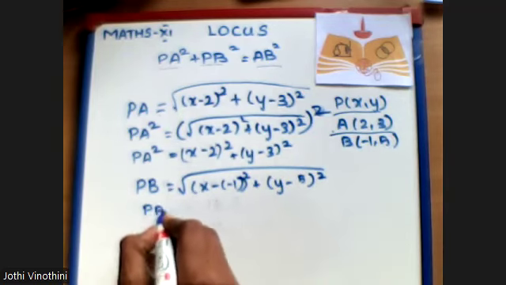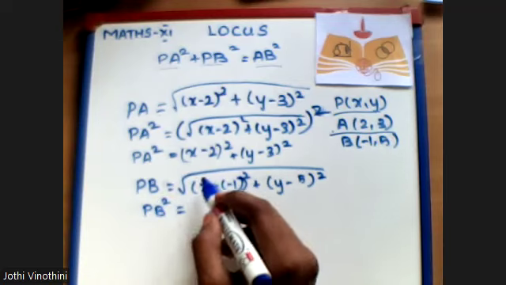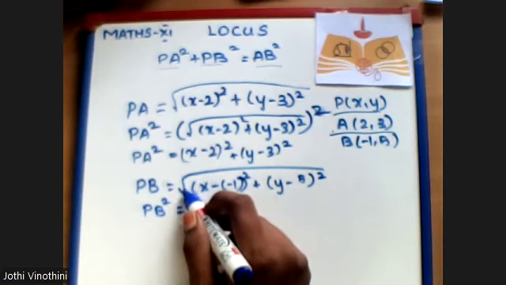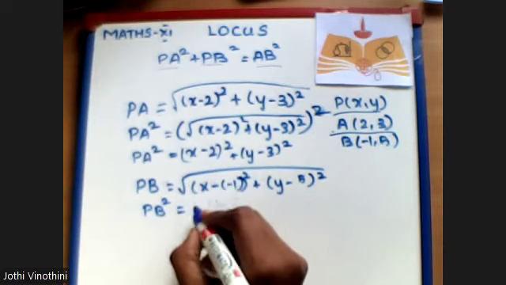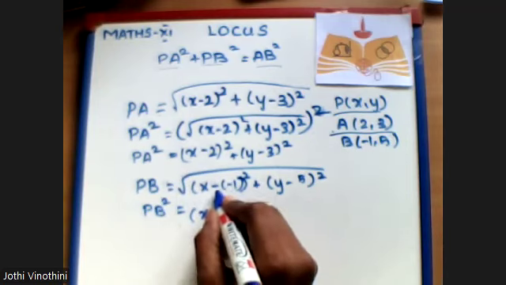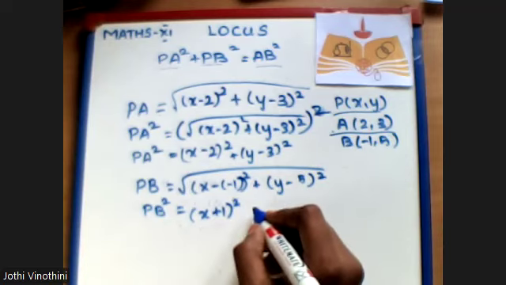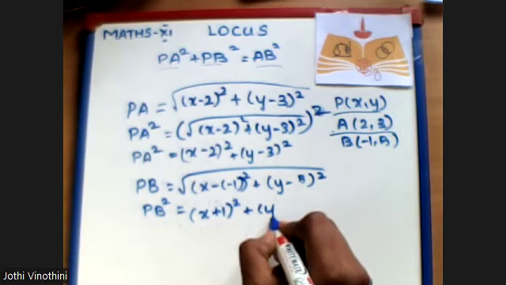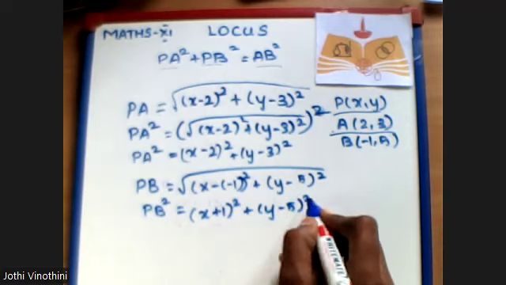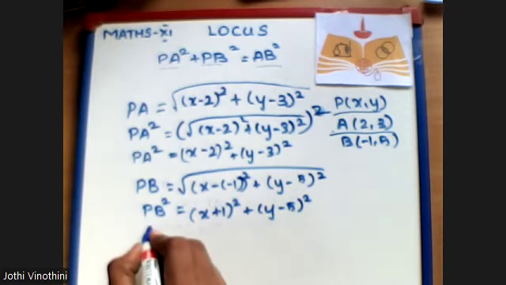So if we square on both sides, PB square. If we square this square root term, the square root gets cancelled. So x minus of minus 1 will be plus 1, the whole square, plus y minus 5 the whole square. Clear? Clear. And what will be AB?